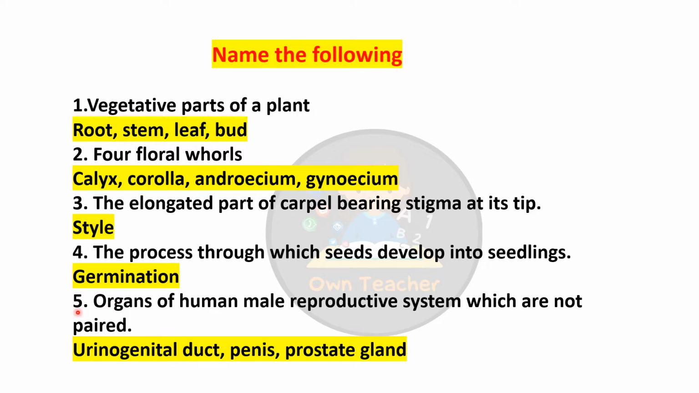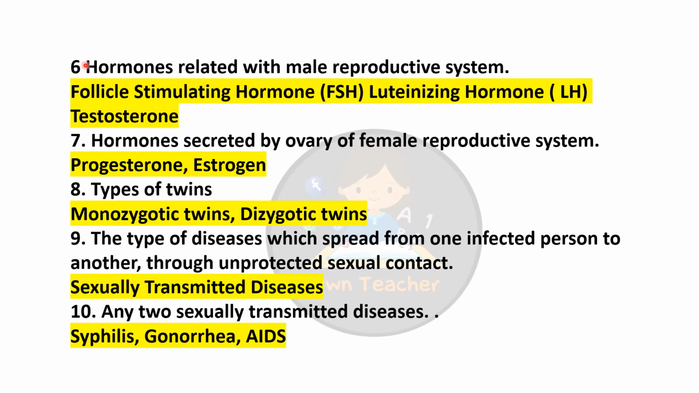5. Organs of human male reproductive system which are not paired: urinogenital duct, penis, prostate gland. 6. Hormones related with male reproductive system: follicle stimulating hormone, luteinizing hormone, testosterone. 7. Hormones secreted by ovary of female reproductive system: progesterone, estrogen.